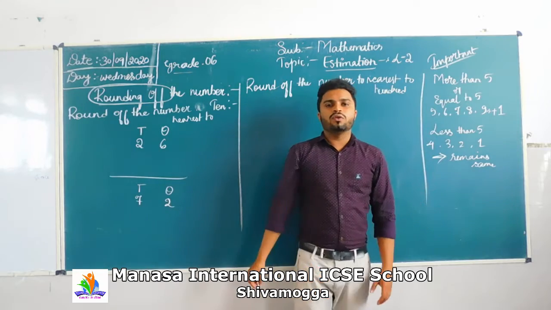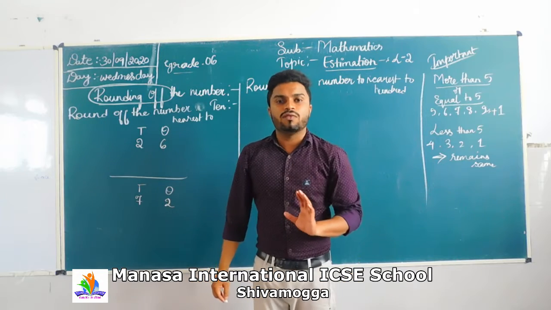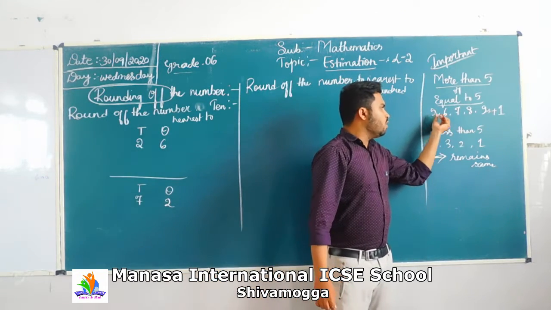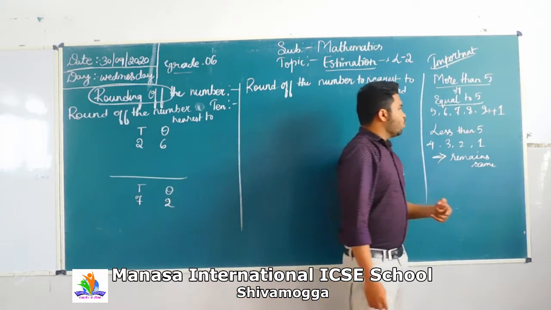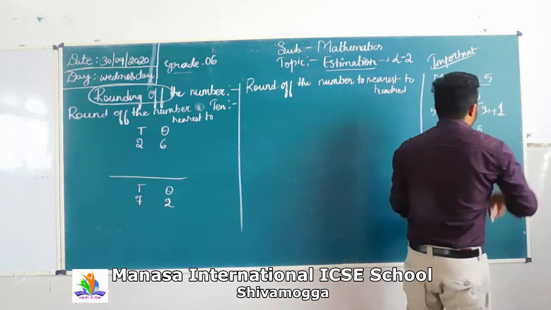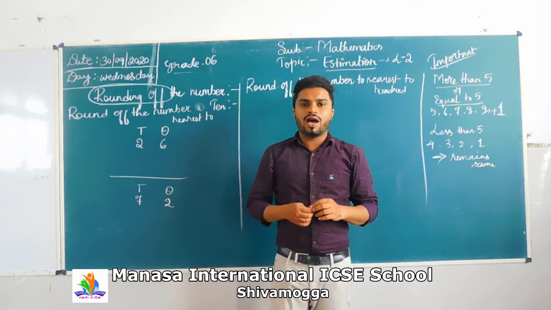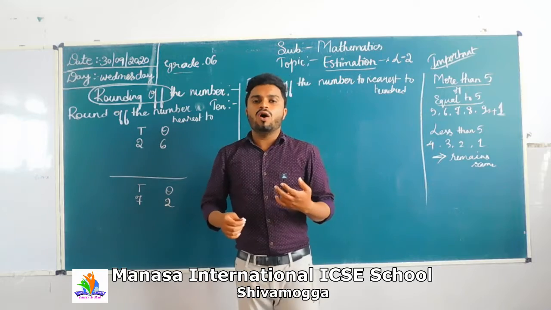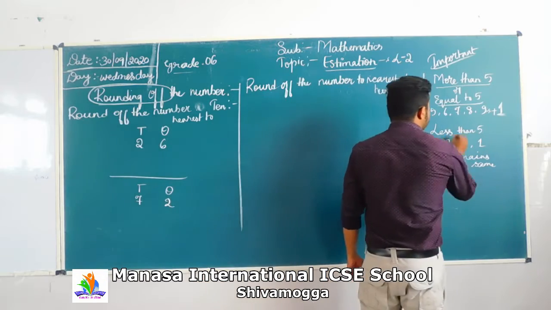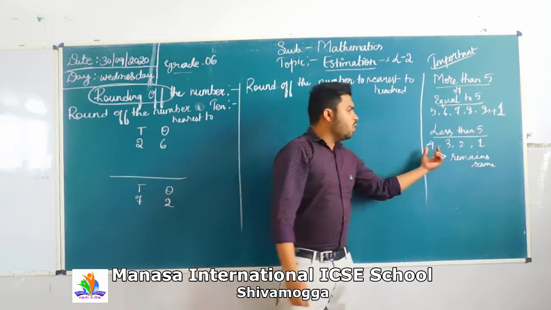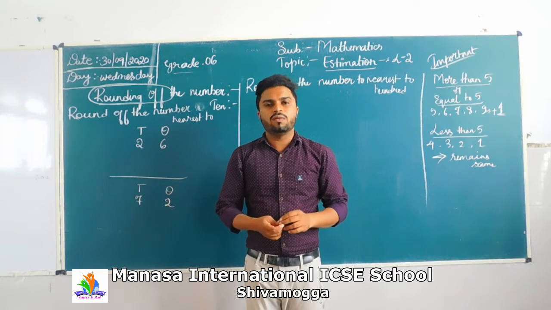Please remember what you are going to do. If the number is 5 or more than 5, that means 5, 6, 7, 8, 9, you are going to increase one number. You are going to add one number. Now, if it is less than 5, that is 4, 3, 2, 1, you are going to keep the number as it is.